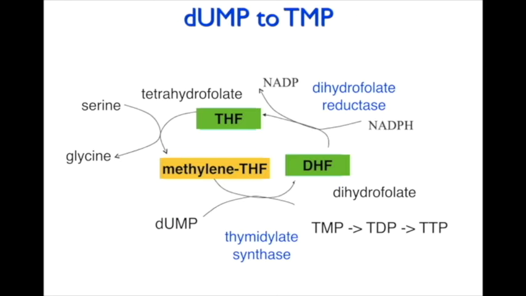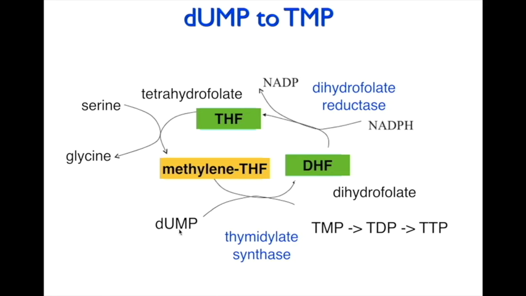Okay, this slide really looks into, in more detail, what happens when dUMP is converted to TMP. And the reason why we're looking at this in more detail is that a drug is used to target this enzyme and a drug is used to target that enzyme. And there's the relevance of folic acid in this cycle here. So first of all, what happens?